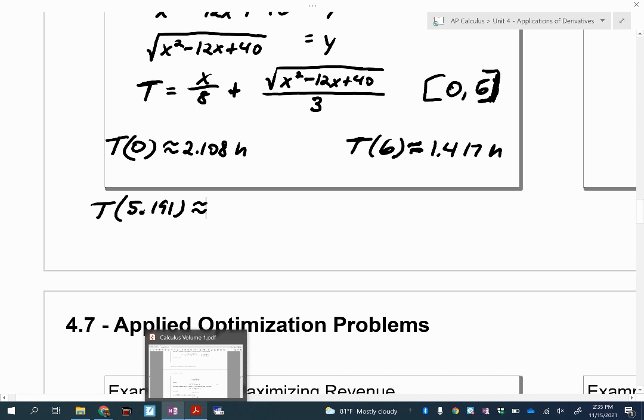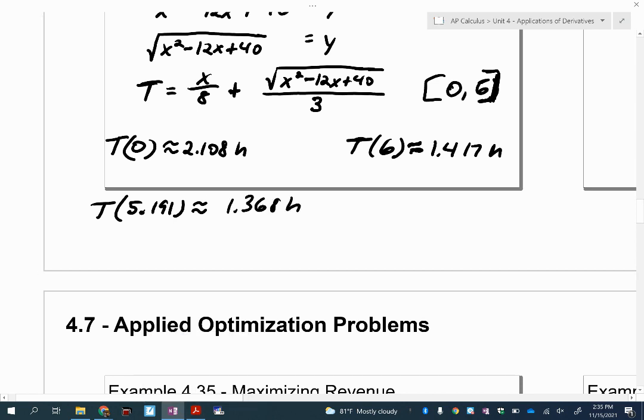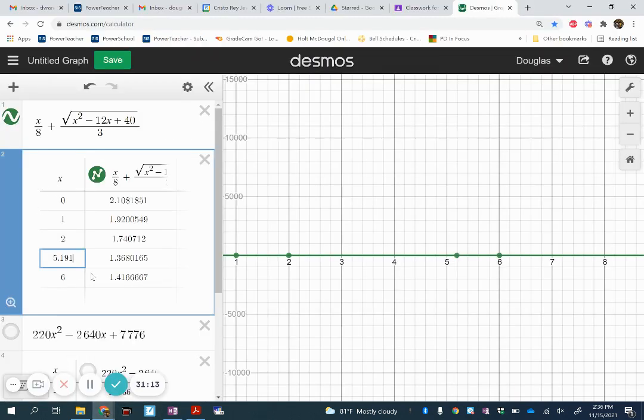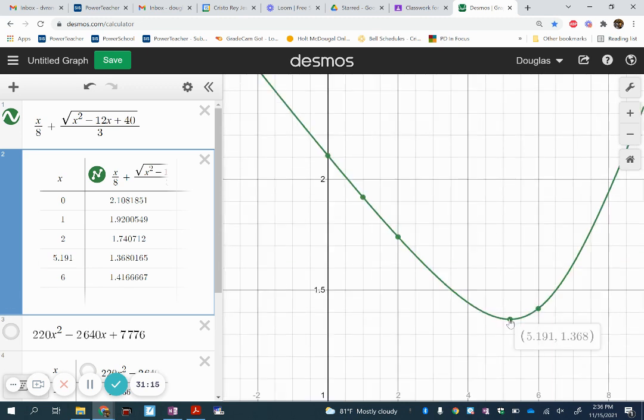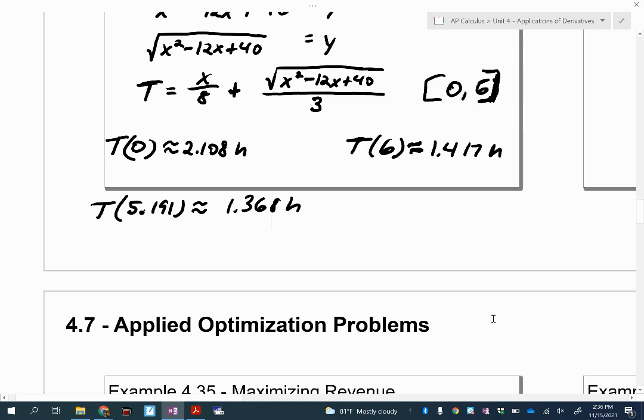And you can already see that 1.368 hours is smaller than the other two endpoints. So now we'll get it graphically. So hopefully this makes some sense in your mind. And there it is, 5.191. So that right there is the distance that we're telling this visitor to run before they get into the water and swim to the island. Okay, so that was a lot for this question, but ultimately we found the answer.